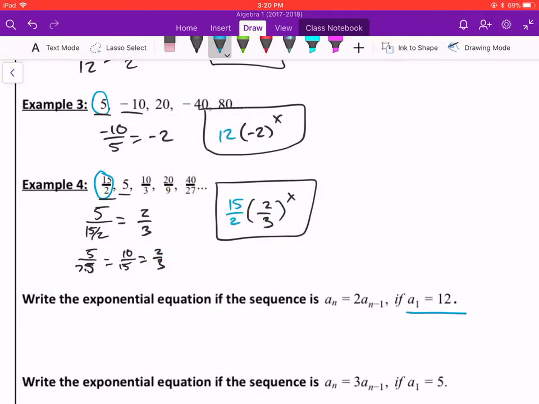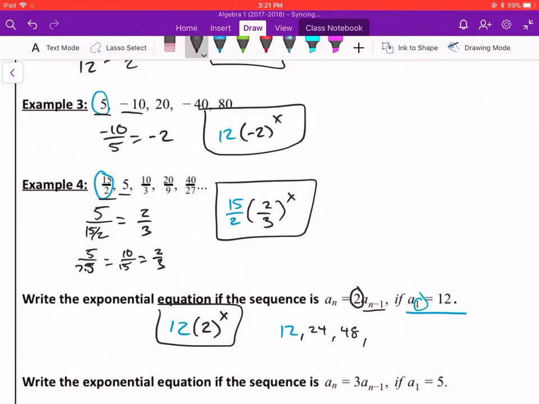If I give you something weird like that, there are only a couple things that are important. Your a sub 1, that little one there, actually means the first number in that pattern. So you start with 12. This 2, notice how it's being multiplied? 2 times a sub n minus 1, whatever. That 2 tells you what the rate is. You're starting with 12 and multiplying by 2, just raise it to the x. You've got your equation. But if I ask you to write out the whole sequence, it'd be 12, and then 12 times 2 is 24, 24 times 2 is 48. You're multiplying by that 2 right there, and then you'll have that pattern just like above.